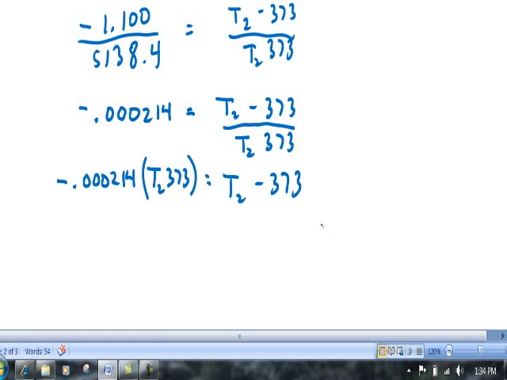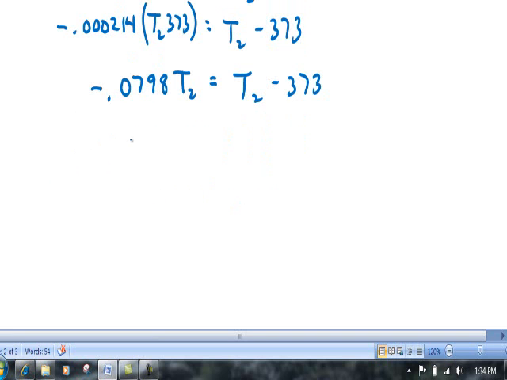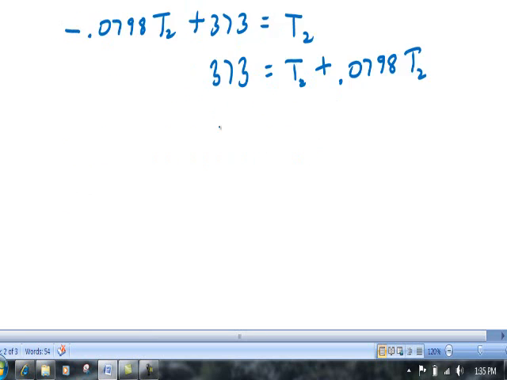This leads us to this expression. Now we're going to simplify by multiplying through by 373. This brings us to this point. We now have negative 0.0798 T2 is equal to T2 minus 373. Let's add 373 to both sides to end up moving the 373 to the left side of the equation. We've now moved the 373 to the left side. What we can now do is take the negative 0.0798 T2, take that to the right side to further combine and get our T2 on one side of the equation.